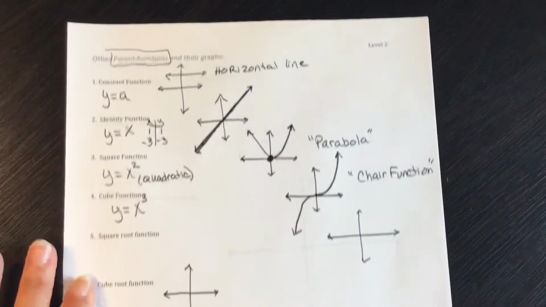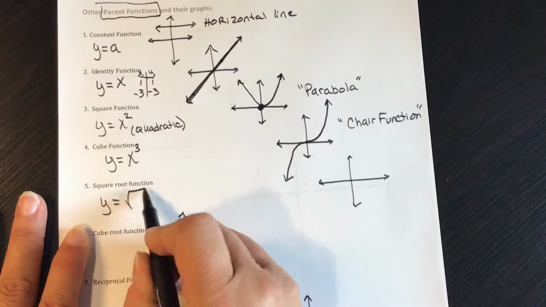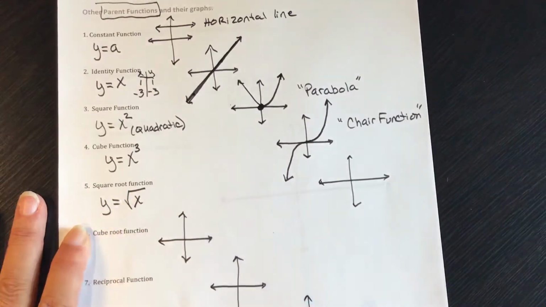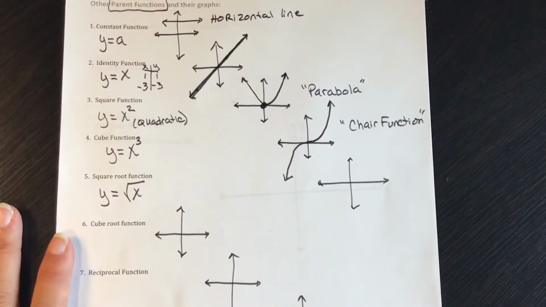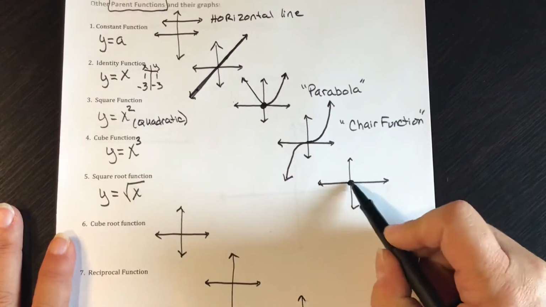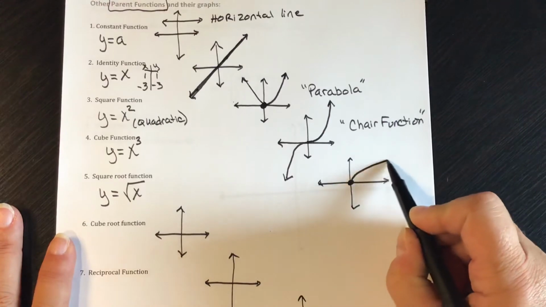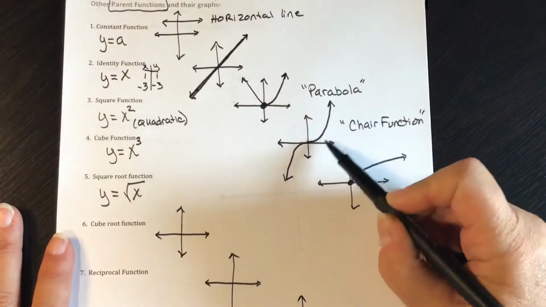The square root function. Y equals the square root of x. And we looked at that on the other side of this paper, or the first page that we did. And the square root function starts at the origin and goes up and increases slightly. Doesn't increase very fast like the cubic function does.